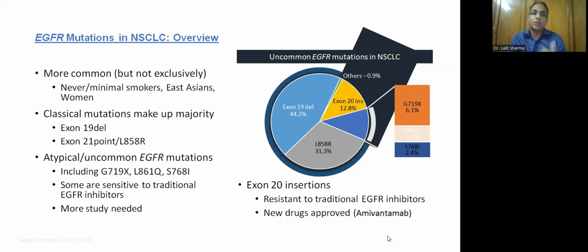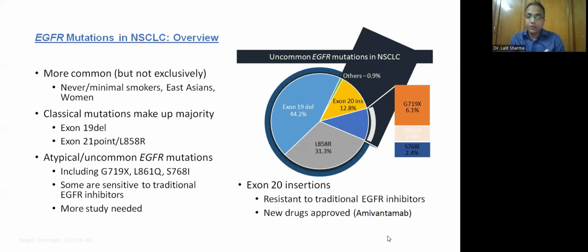The majority of these are exon 19 deletion or exon 21 point or L858R mutations. But then comes a significant chunk wherein there are atypical, uncommon EGFR mutations. Percentage-wise, these might seem very small, but if we talk about sheer numbers, especially in highly populous states like ours, these numbers could be very high. Some of these are sensitive to traditional EGFR inhibitors, but many might not be. If we are able to identify which particular atypical or uncommon mutations are there, we might be able to tailor our therapy further, and this is where NGS comes into play.